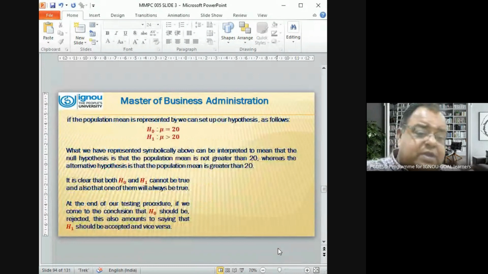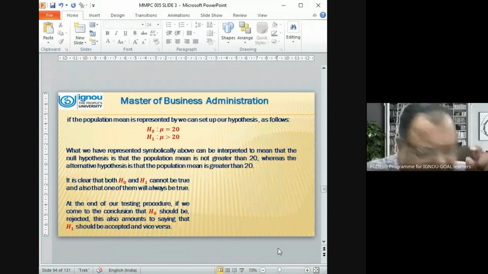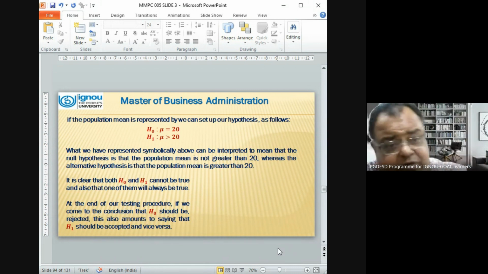If the population mean is represented by mu, we can set up our hypothesis as follows. Suppose, in general, this is a very general statement. H naught: mu is equal to 20. And the alternate hypothesis will be: mu is greater than 20.